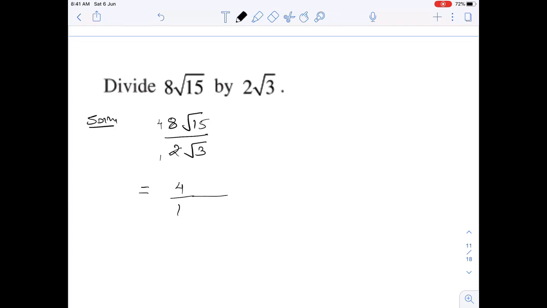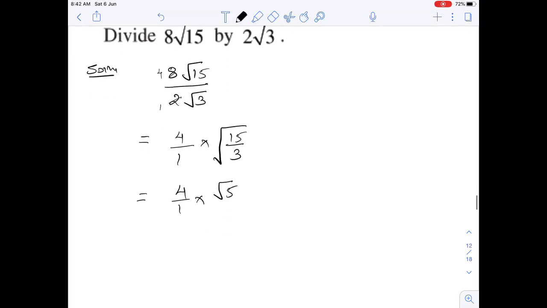Now remember one thing, let me write it in a different way. Here it is given simply root form, that is square root form. Here it is also square root form. Since these two are having same roots, we can write it under one root, that is under root 15 upon 3. So that equals to 4 upon 1 into, now 3 1s are 3, 3 5s are 15, so you will get root 5. So next step will be simply 4 root 5.